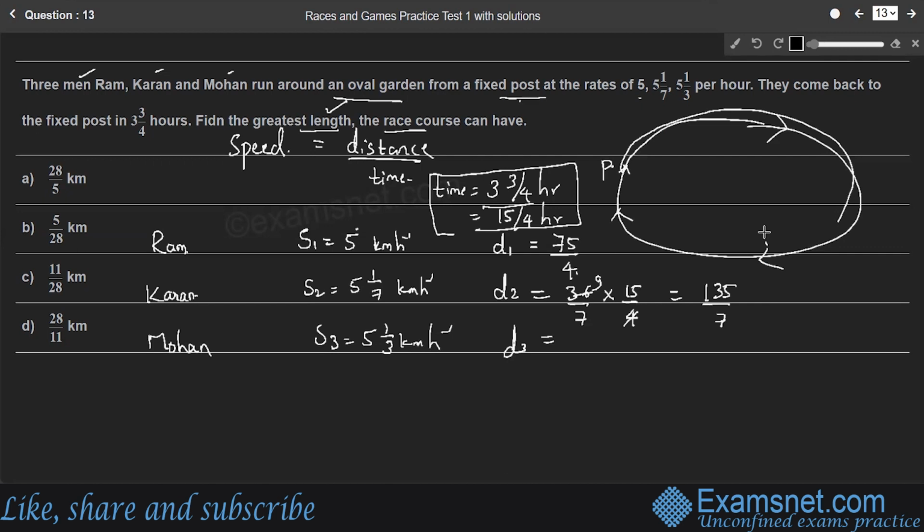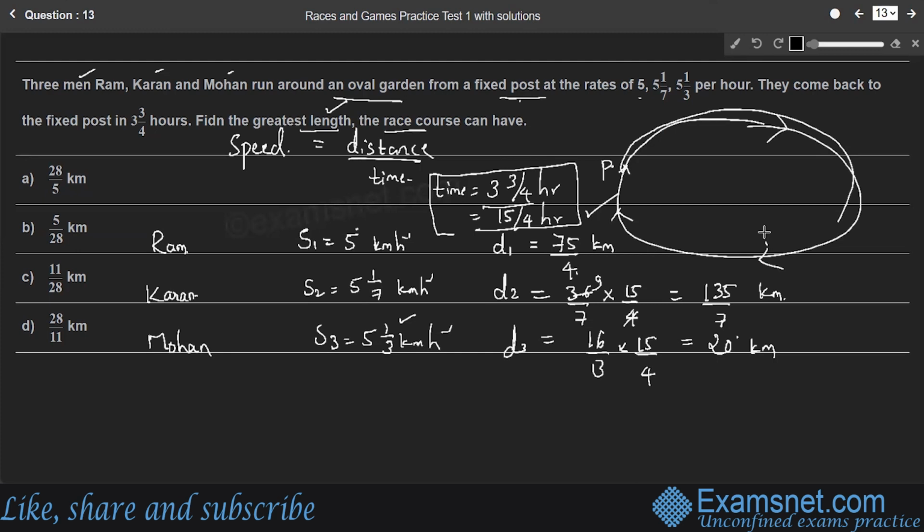Whereas the distance covered by Mohan becomes, again, speed into time. Speed is 5 and 1 by 3, so it is 16 by 3, into time 15 by 4. So we have 4 into 4, yes, 20. So 20 kilometers is the distance. Here 135 by 7 is the distance covered by Karan, and 75 by 4 is the distance covered by Ram, right? In a particular fixed time.